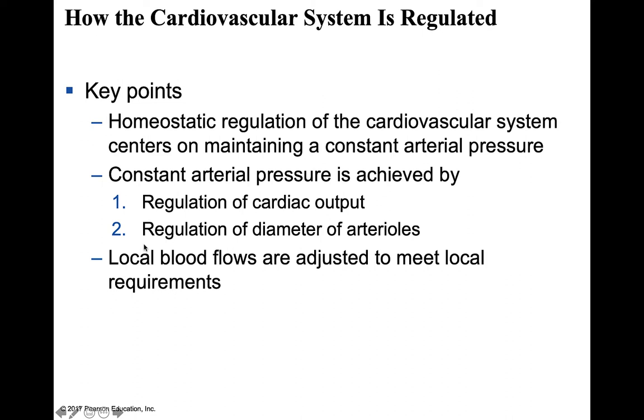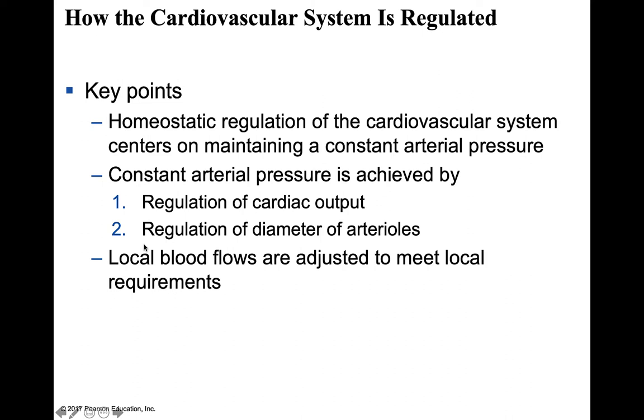Now, also, the other thing to keep in mind here is there is a difference in local demand. So local blood flow is going to be regulated based on need. Think of exercise as a perfect example. As you're exercising, a particular area of the body has greater need for blood flow. The cardiovascular system is going to adjust to make sure that those areas are going to get the blood that's necessary to meet the demand of the activity.